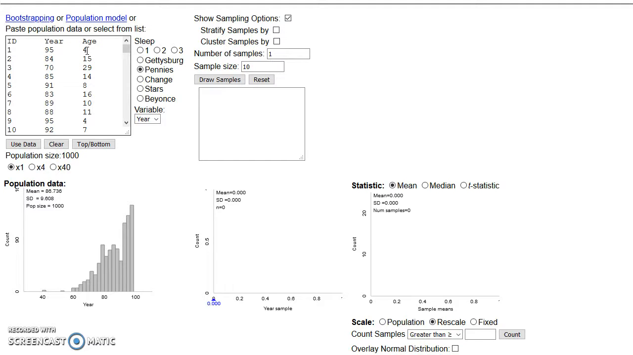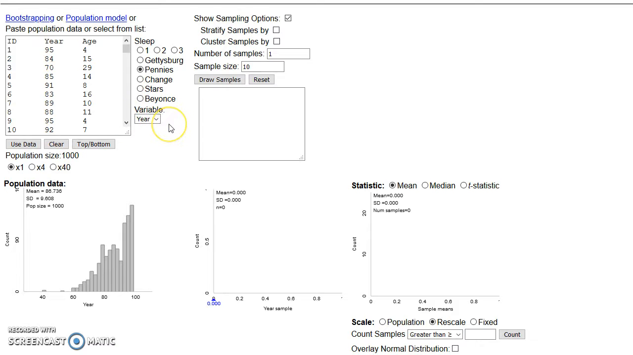And its age, from 1999, seems to be 4 years. So it looks like the population is of size 1,000. We have 1,000 pennies. We've collected the year in which they were minted and how old they were as of the year 1999. Here I'm just going to be looking at the year in which they were minted.